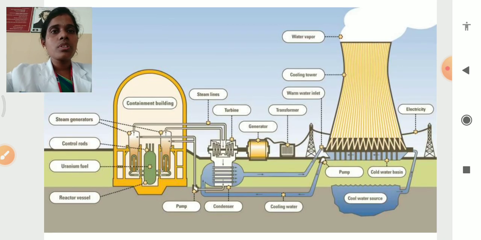The nuclear reactor produces hot steam, and the hot steam is fed to this turbine, which produces mechanical output. With the help of the generator it produces electricity. And the same way, the condensed steam is cooled with the help of a cooling tower, and the hot gases also pass through this tower.